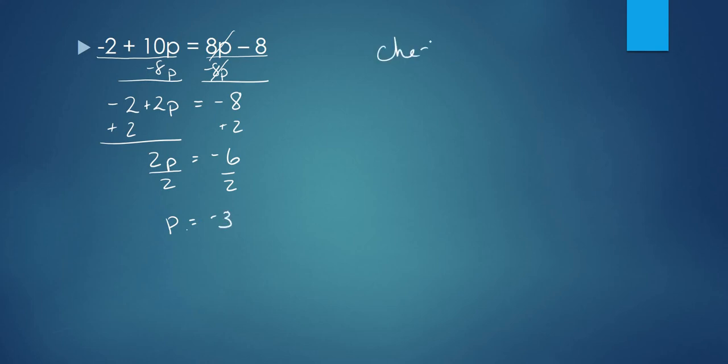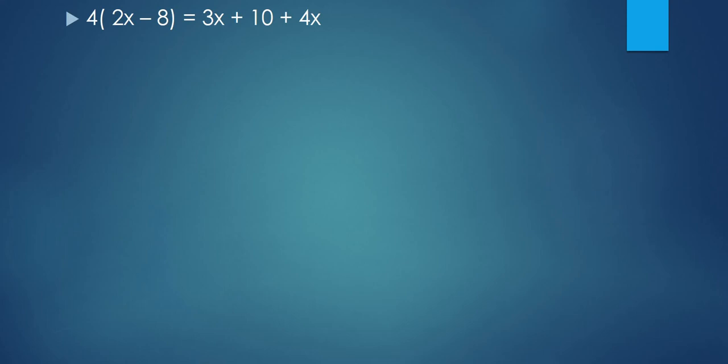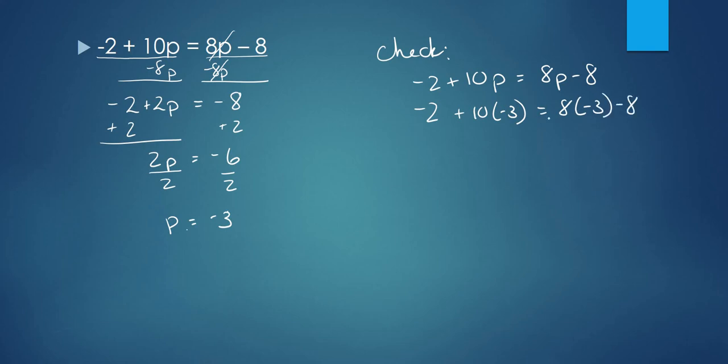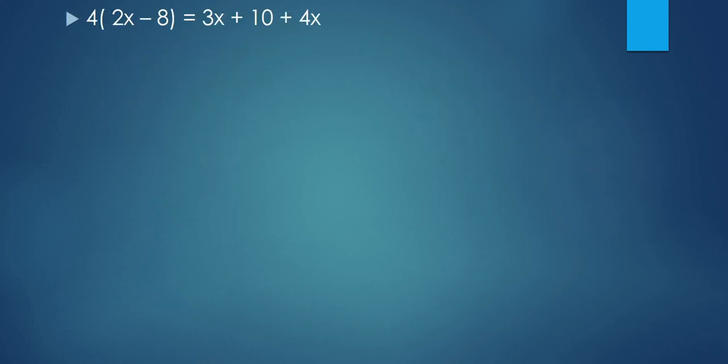I always want to take the time to check my work. So I'm going to go back to the original equation, negative 2 plus 10p equals 8p minus 8. And I'm going to substitute in place of p my negative 3. And I'm going to get negative 2 plus negative 30 equals negative 24 minus 8. And both sides equal negative 32. So it does check. All right, let's try another one.